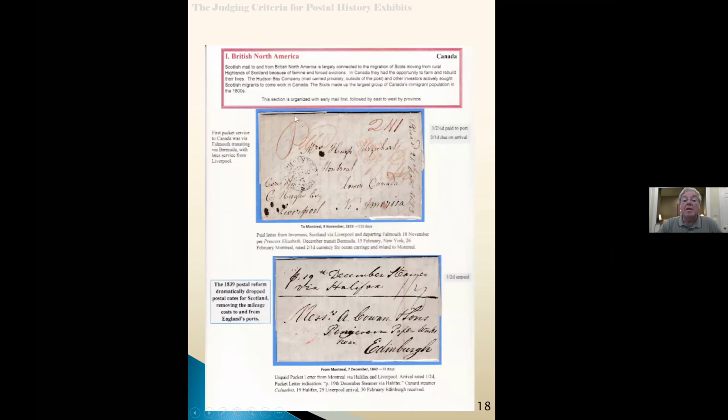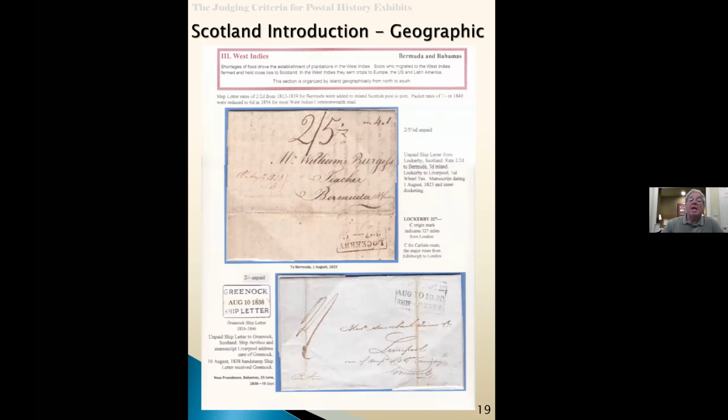Here we're talking about a section introduction, a paragraph explaining what is going to be shown and why and how about the British North America mail, which is the running heading, and Canada is the page heading. We're talking about the covers from Canada on this page. And I'm going to go and do a number of section introductions, running headings and page headings to emphasize that. Here's another, Scotland introduction, geography.